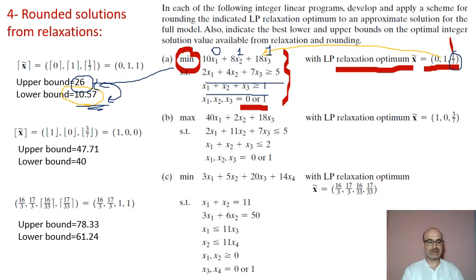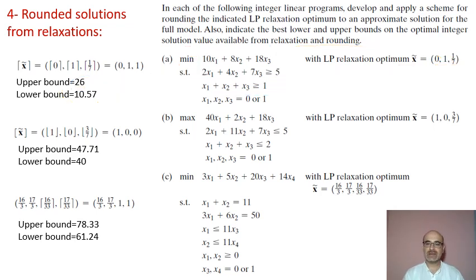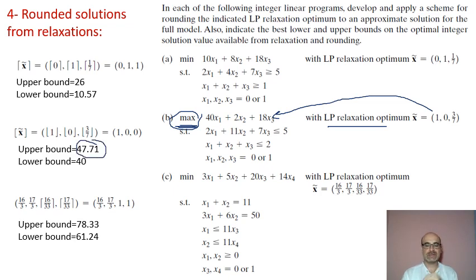Okay, let's consider the second example here. In the second example, the LP relaxation optimum is given as 103/7. This is a maximization problem, and when you put the relaxation optimum into the objective function, you will come up with your upper bound. In the previous case it was the lower bound, but now it will be the upper bound because this is a maximization problem. When you calculate it, your upper bound will be 47.71. This means that your optimal objective function value cannot be greater than this one.